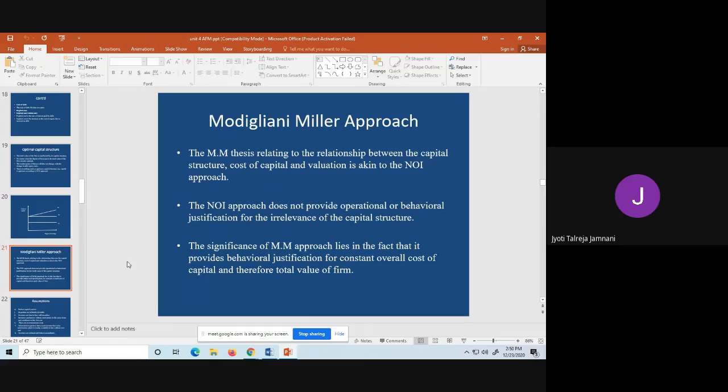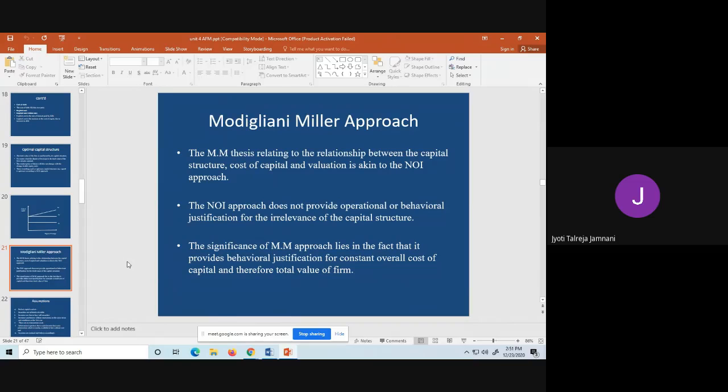So the Modigliani Miller approach, the MM thesis, is called the MM approach also. These two people, Modigliani and Miller, you will also find them in the next unit because they have given a theory for dividend policy also. So they are very popular in giving theories, and some part of their theories are applied also, but because of assumptions, their entire theory could not be applied. So you'll have to remember these people because they'll come again in the dividend chapter.